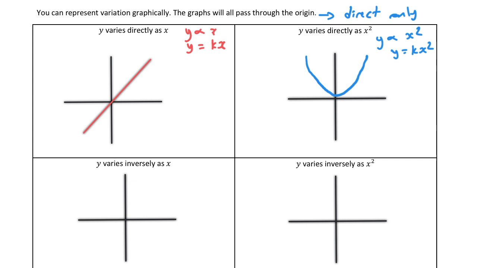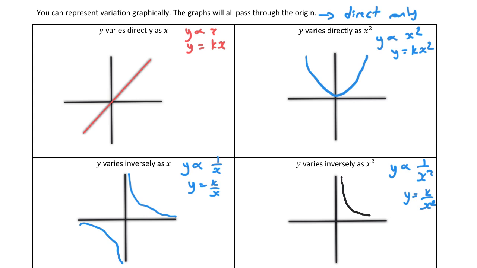Y varies inversely as x, that's y is proportional to 1 over x, so y equals k over x, and the 1 over x is the reciprocal graph, and it's one of those funny shaped graphs, but we should be able to recognize its shape. So it's these two blue curves where the x and the y-axes are both asymptotes. If y varies as 1 over x squared, then y equals k over x squared, and it's very similar to the previous one, only this time all the negative parts of the graph, whenever we square them, that's going to make them positive, so it's reflected on the x-axis, and it looks like this.